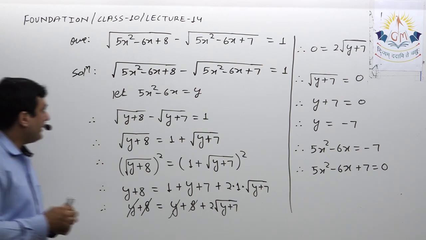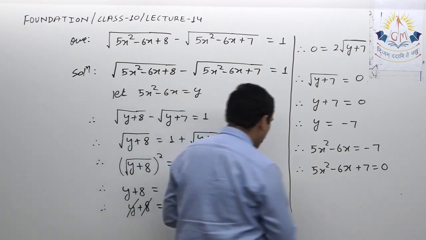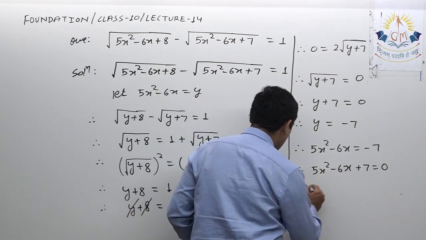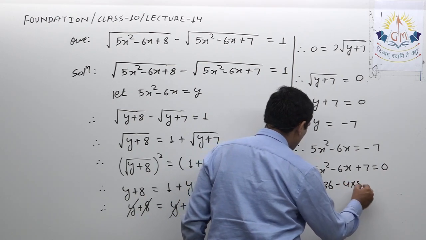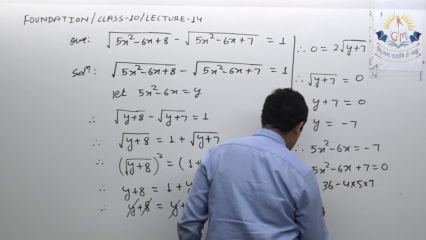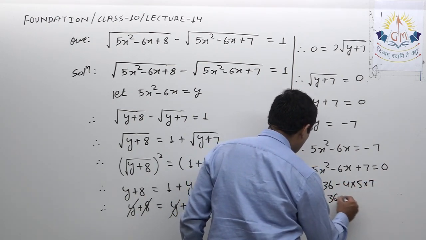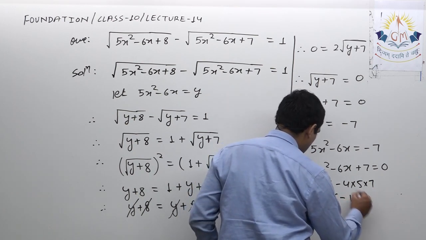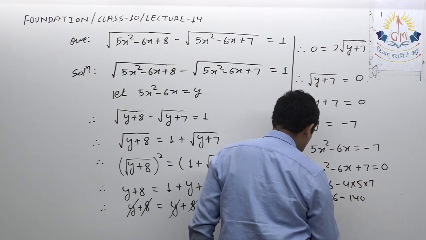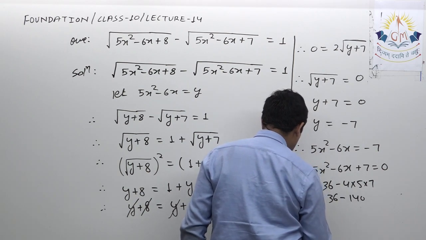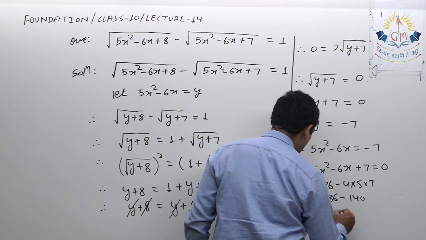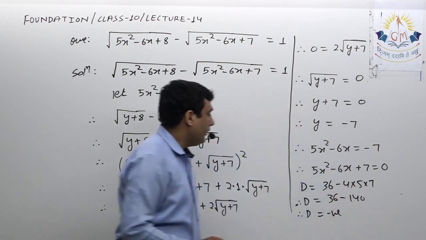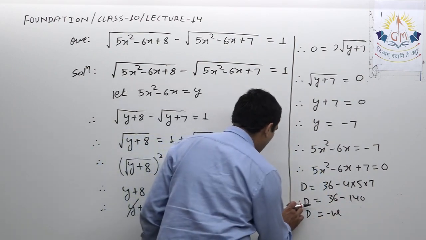Okay, again here if you observe carefully, if you find D over here, so D is b square minus 4 into a into c, that is 36 minus 4 into a into c. Therefore D is equal to 36 minus 140. That is D is negative. Therefore D is negative or less than 0. That means again no real value of x is there.